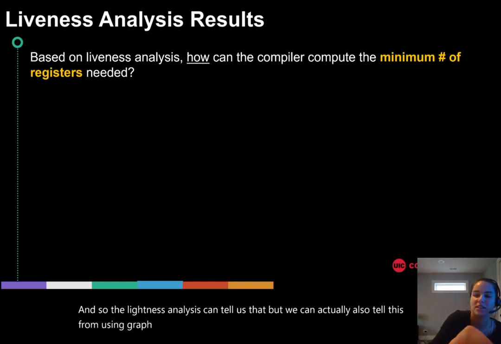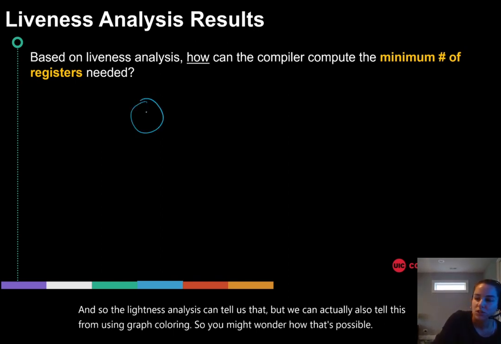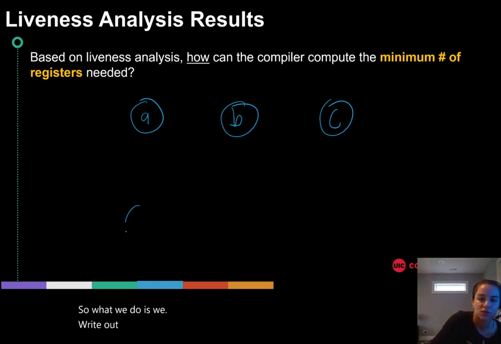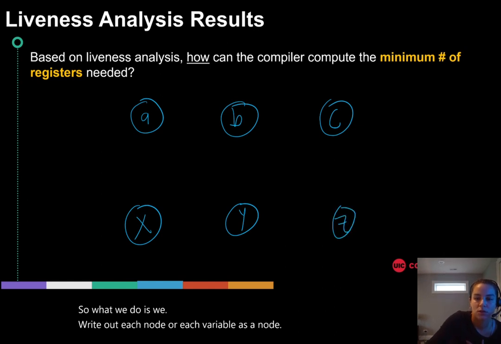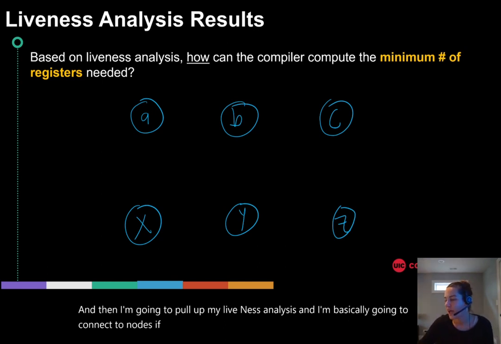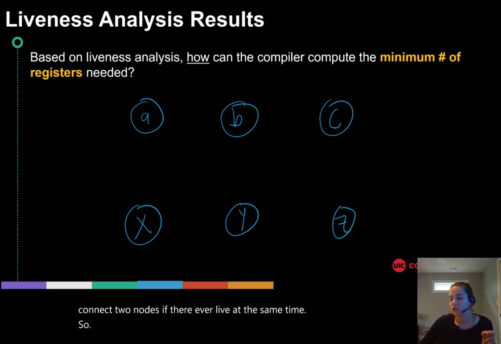So you might wonder how that's possible. So what we do is we write out each node or each variable as a node. And then I'm going to pull up my liveness analysis, and I'm basically going to connect two nodes if they're ever live at the same time. So an edge represents two variables that are live at the same time.